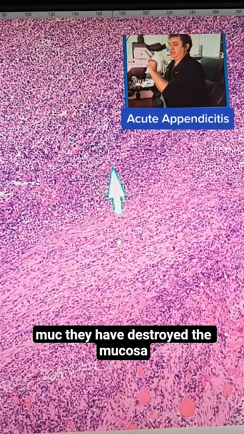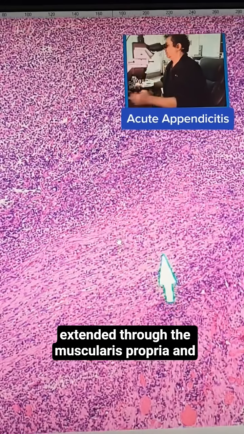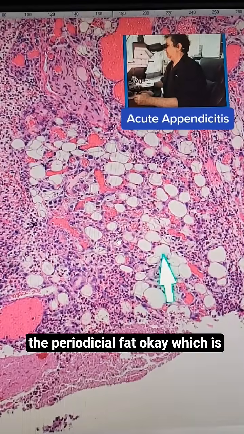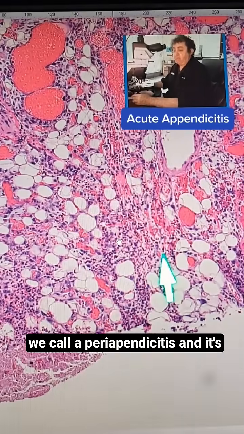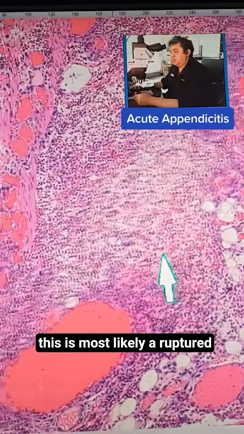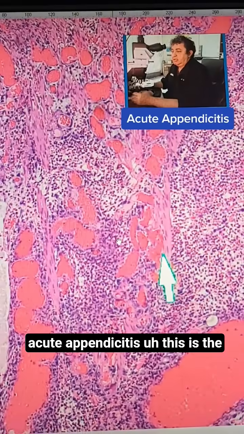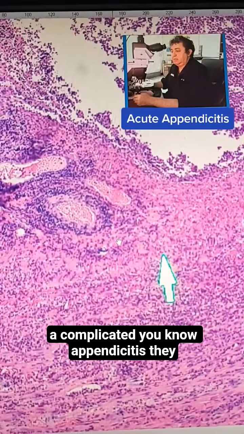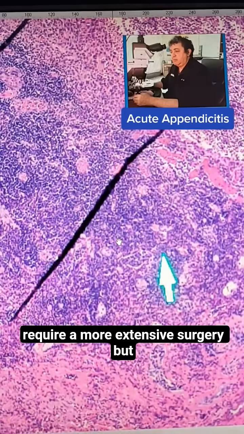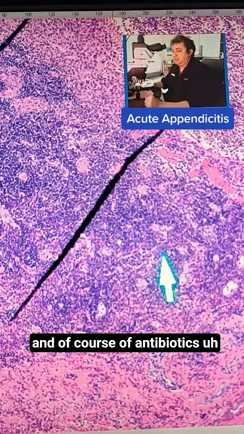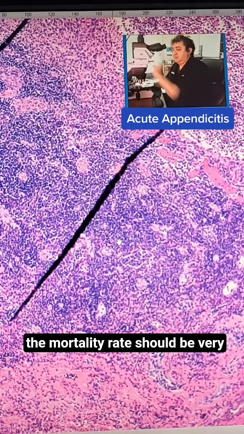They have destroyed the mucosa, extended through the muscularis propria, and go all the way out into the periappendiceal fat, which we call a periappendicitis, and it's a sign of acute peritonitis. So this is most likely a ruptured acute appendicitis. This is the one which we also designate as a complicated appendicitis. They require a more extensive surgery, but after the removal of the appendix and a course of antibiotics, the mortality rate should be very low.